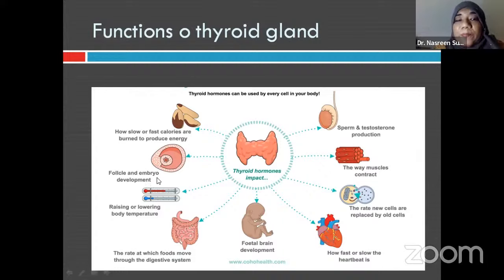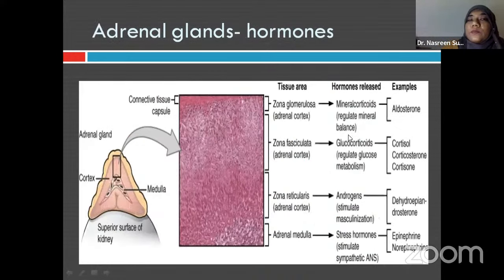It also affects follicle and embryonic development, and raises or lowers the body temperature. It helps in the movement of food in the digestive system, in fetal brain development, in the maintenance of your heartbeat, and in cell rejuvenation. It also helps in muscle contraction, and in sperm and testosterone production.